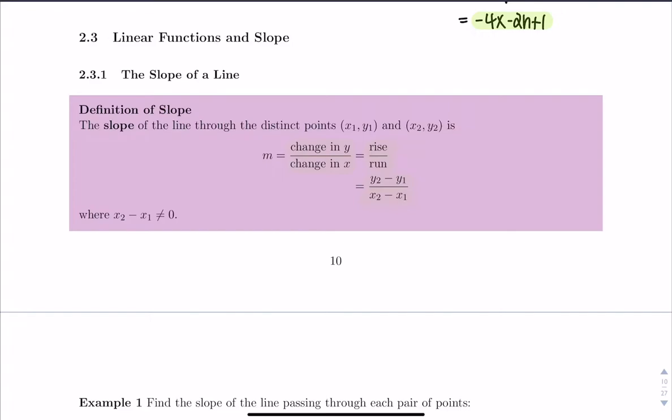2-3 is on linear functions and slope. So first thing we need to talk about is the slope of a line. The slope of a line through the distinct points (x1, y1) and (x2, y2) is m, equal to the change in y over the change in x. Another way we can write this is rise over run, or this is just (y2 minus y1) over (x2 minus x1).